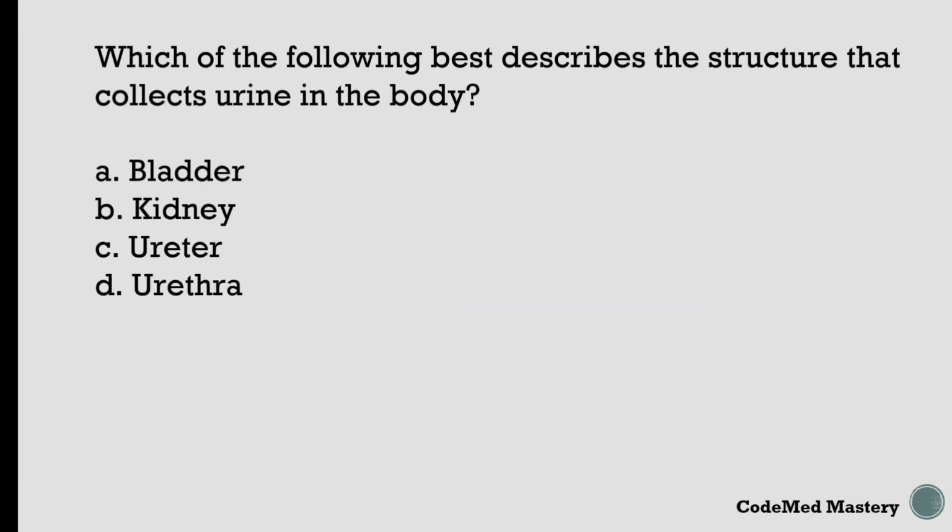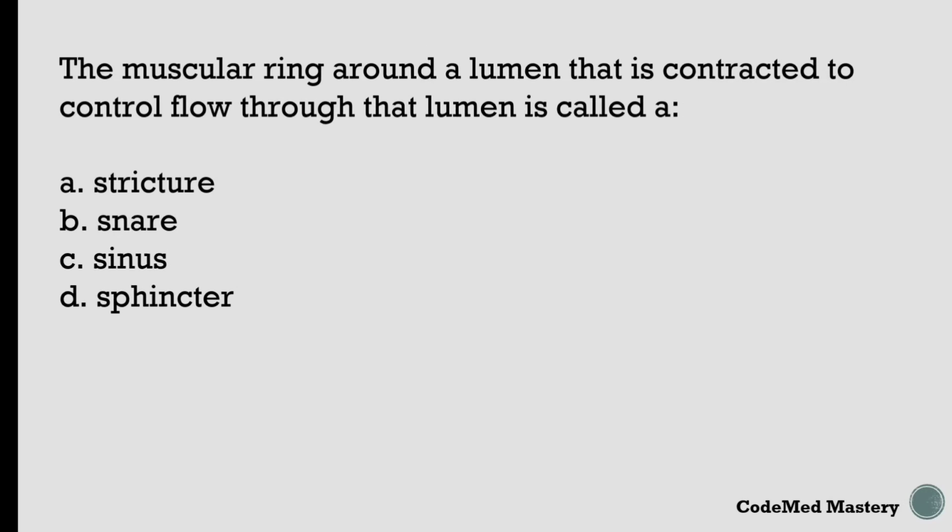Next question, which of the following best describes a structure that collects urine in the body? The right answer is option A, bladder. Next question, the muscular ring around a lumen that is contracted to control flow through that lumen is called a, option D. The right answer is option D, sphincter.